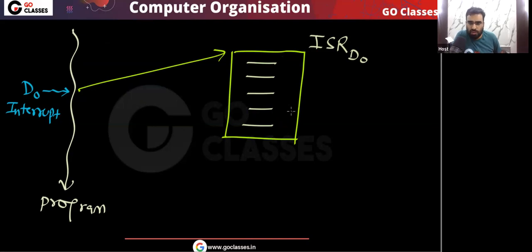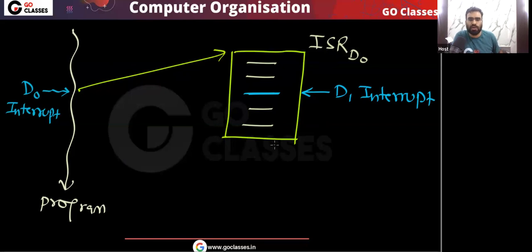So during the execution of this interrupt service routine, what can happen? Another interrupt can come. Yes or no? Maybe during the execution of this instruction, let's assume that another interrupt has come from device D1. This device D1 has sent an interrupt at this point. Now what does the CPU need to do? That we will see. Basically, you understood the concept of nested interrupt. Now what the CPU will do, that we need to study.